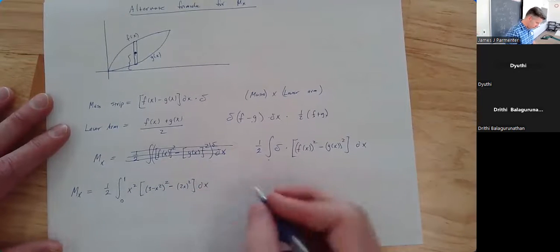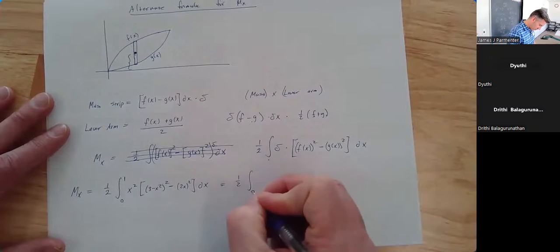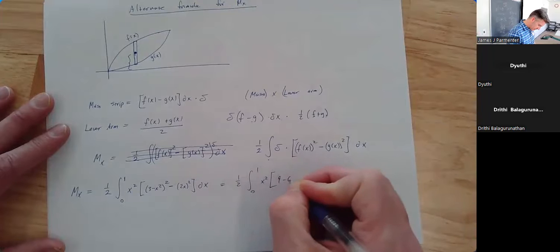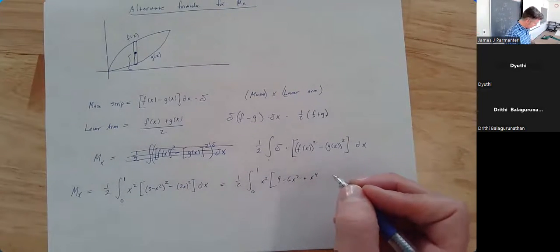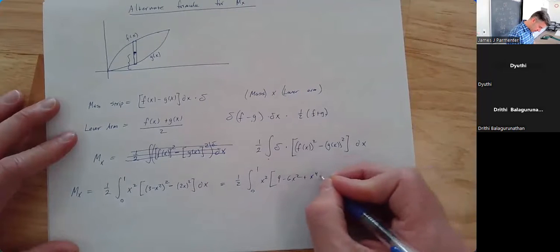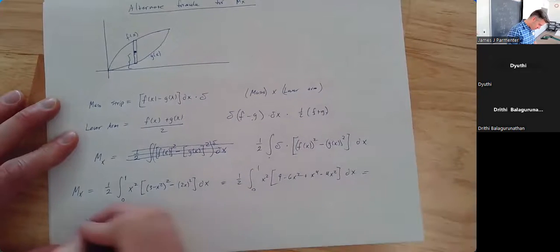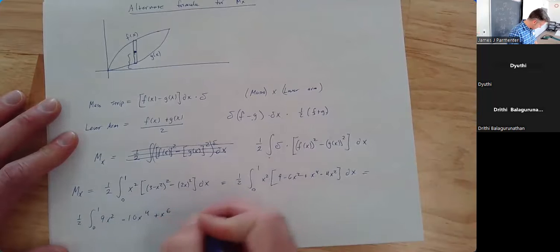Which is a little gnarly. I mean, it could be worse. It could be 1/2 integral from 0 to 1. We multiply this out, we get 9 minus 6x squared plus x to the 4th, minus 4x squared. Multiplying that through, we get 1/2 integral from 0 to 1 of 9x squared minus 10x to the 4th plus x to the 6th.